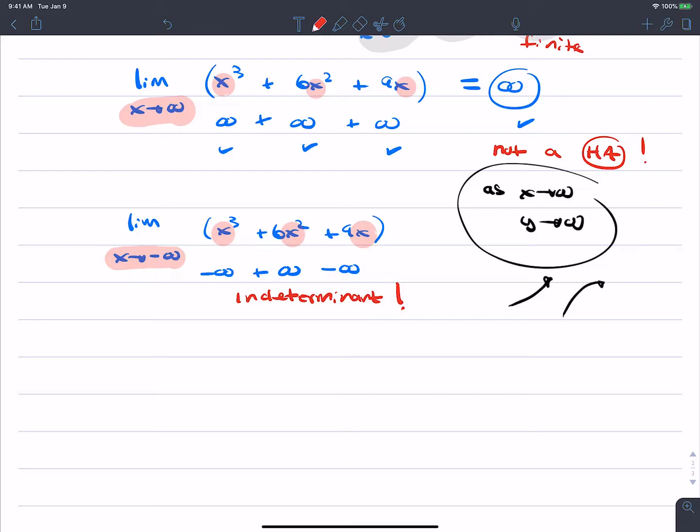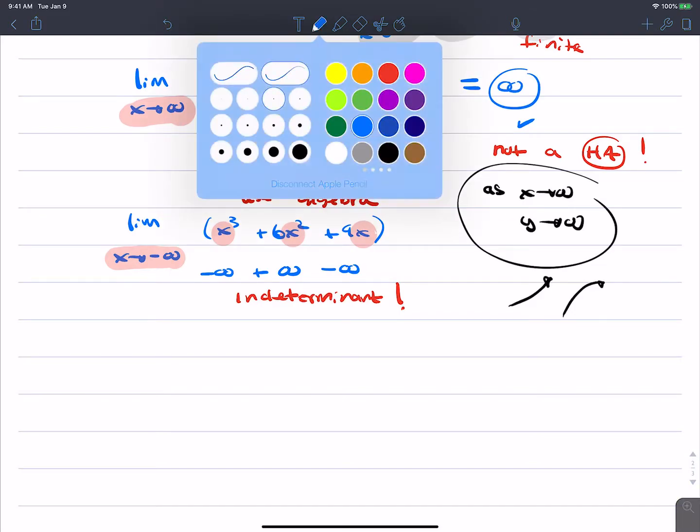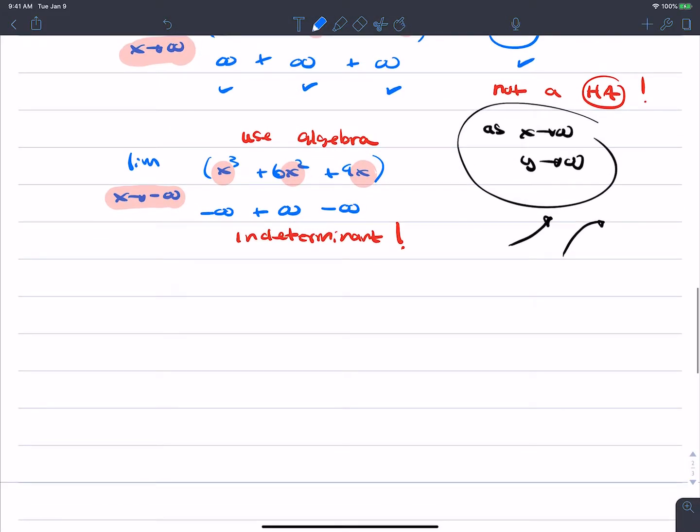So since it's indeterminate, I guess I have to use algebra. And in this case, they just mean to factor. All right, so let's factor here. So what I'll get now is the limit as x goes to minus infinity. Now, factor out an x. I get x squared plus 6x plus 9. Is that right? All right, let's see what happens here with this. x is going to negative infinity.